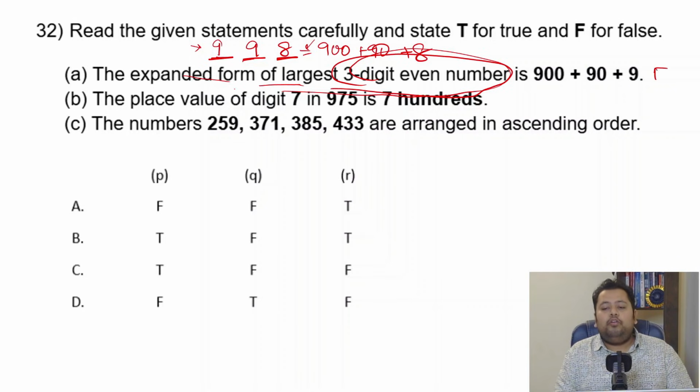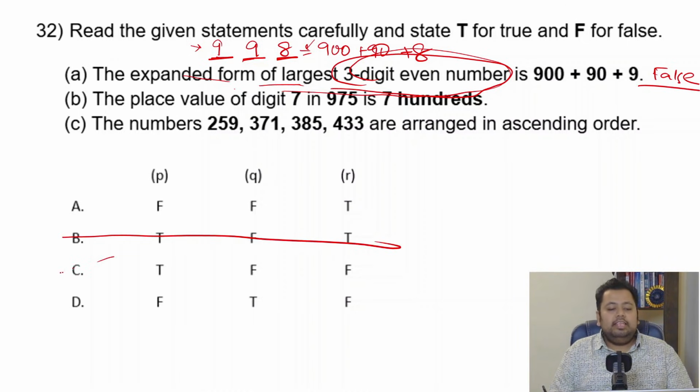So this is false, correct? So now we know B and C cannot be the answer. Correct. The place value of digit 7 in 975 is 700s.